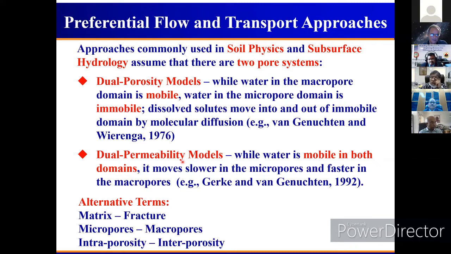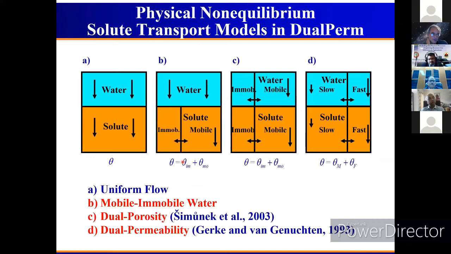This is a schematic of various models which you can use. Most people use simply uniform flow models, but you can also use these dual porosity models with the immobile zone, or dual permeability models where you have two pore systems, one with the fast moving water and solute, and one with the slow moving solutes. These systems are so-called physical non-equilibrium systems.